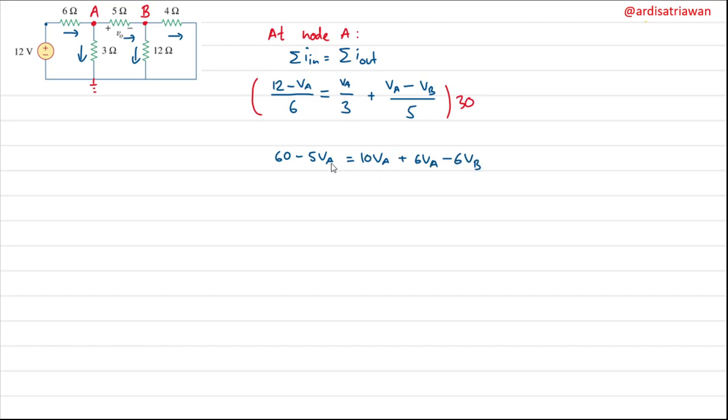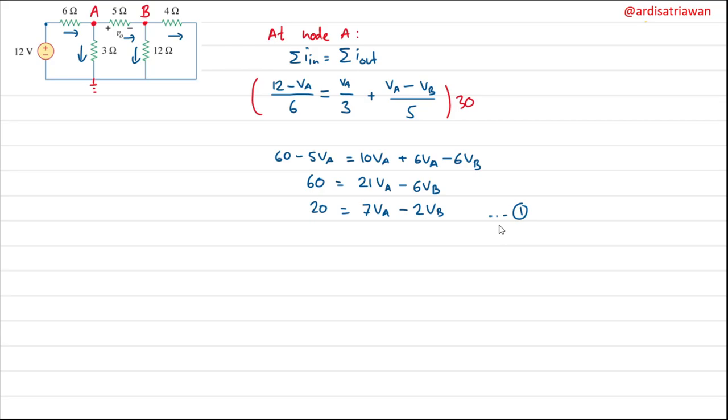Okay, now let's do some algebraic manipulation. So I will have 60 equal to 21 VA minus 6 VB. And I think we can simplify this by dividing by 3. I will have 20 equal to 7 VA minus 2 VB. Okay, let's save this as equation 1.